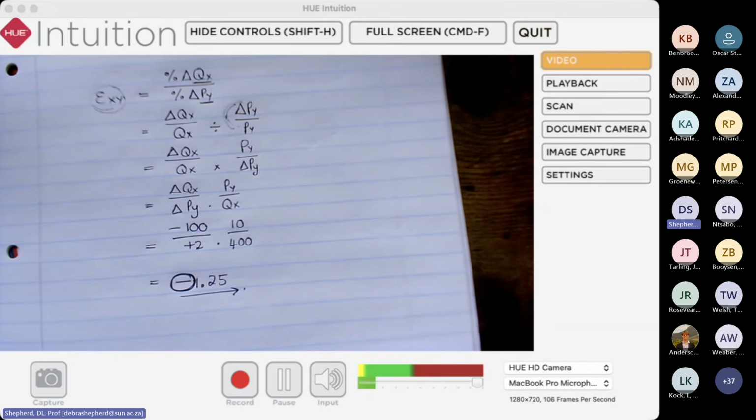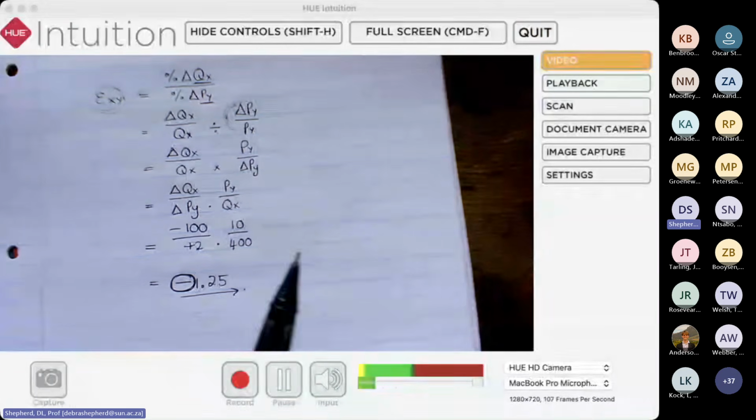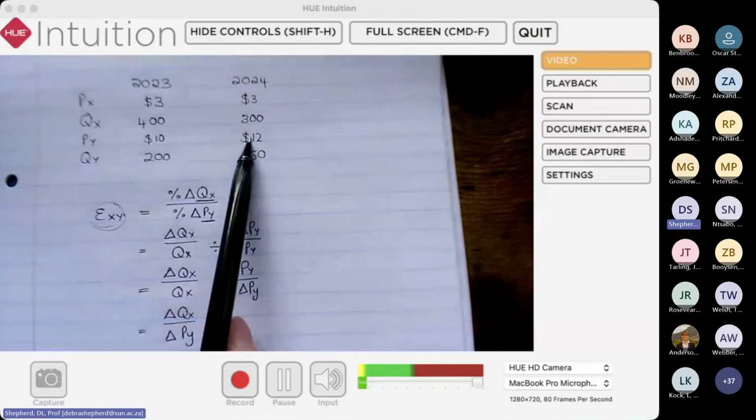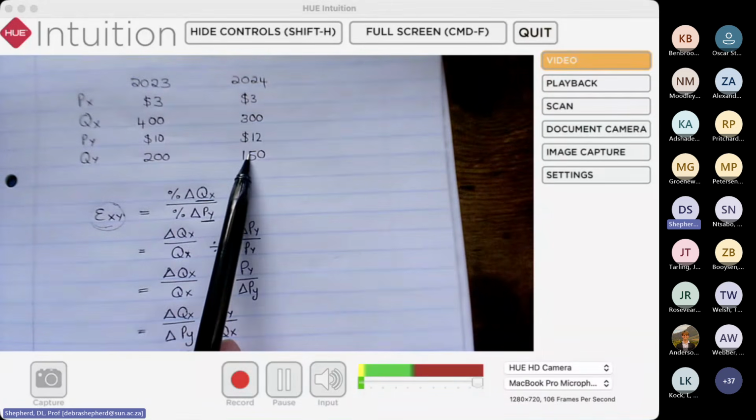Complements are things you use together, okay? So if the price of Y goes up, we would buy less Y, and we can see that in the data. The price of Y went up, the consumption of Y went down.